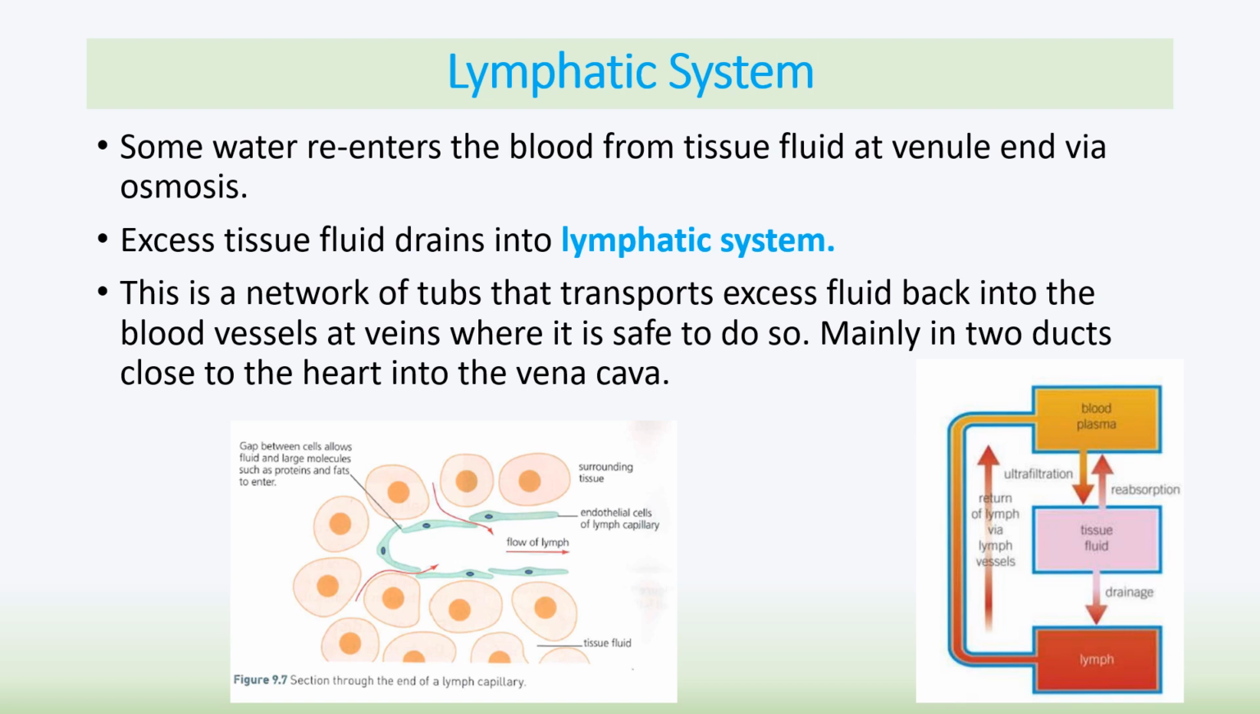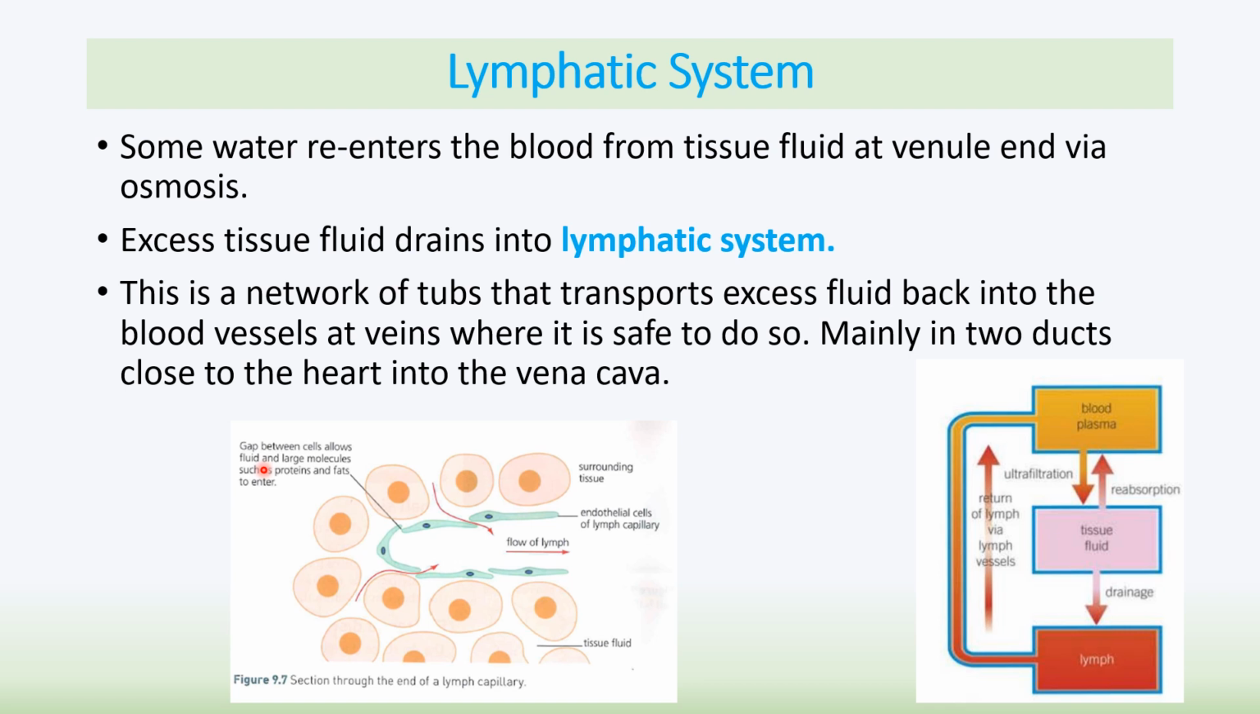The lymphatic system then is something that is quite important. So as we're saying, some of the water re-enters via the venular end via osmosis, but not all of it. So excess tissue fluid drains into the lymphatic system, and this is a network of tubes that transports excess fluid back into the blood vessels at places where it's safe to do so, mainly in two ducts close to the heart in the vena cava.